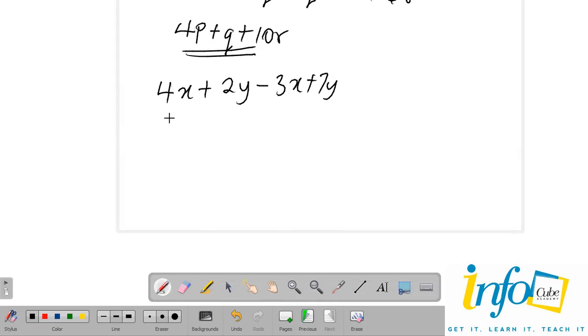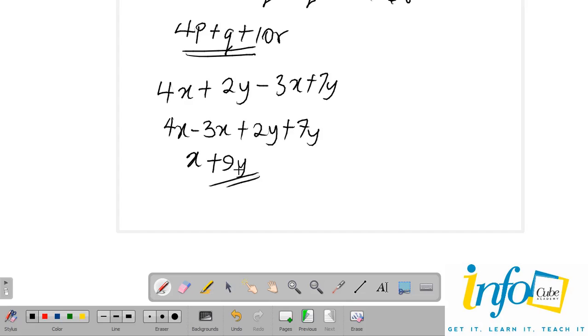Alright, let's solve it. So we collect like terms. 4x minus 3x plus 2y plus 7y. 4 minus 3 is what? You have x. Plus 2y plus 7y will give us what? Plus 9y. This becomes your answer. Remember, they are not like terms, so you don't add the two of them together.